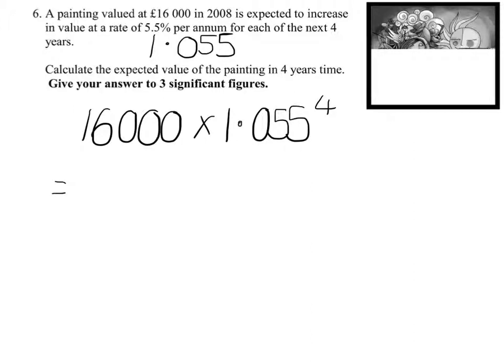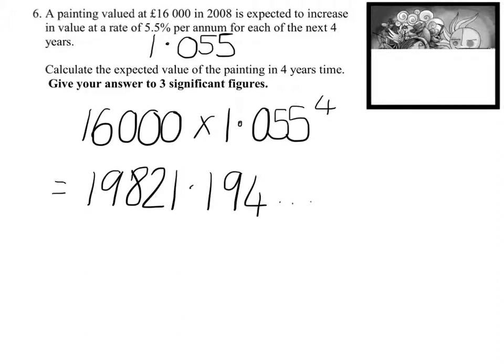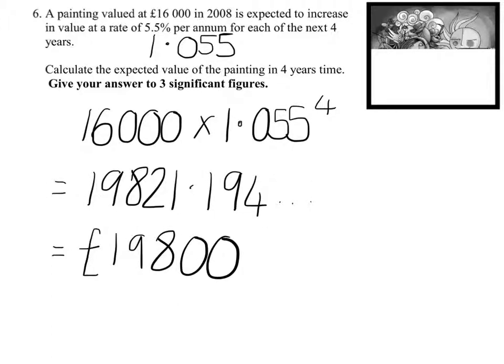We then take our calculator and we work that out. So the answer from the calculator is 19821.50194 and so on. Obviously we're talking about money here, so we don't need all those digits. In fact, in this question, if we remember, we are to round to 3 significant figures, so that will be the 1, the 9 and the 8. The digit after the 8 is a 2, so that means we will round to 198, and then we need our 2 zeros, which gives us £19,800, the new value of the painting after 4 years.